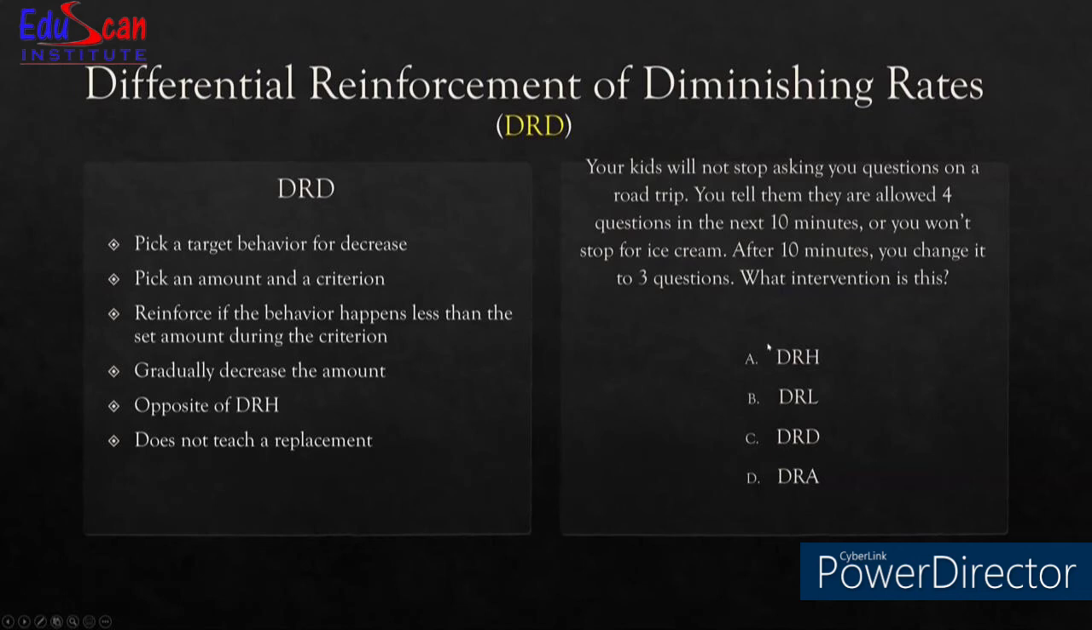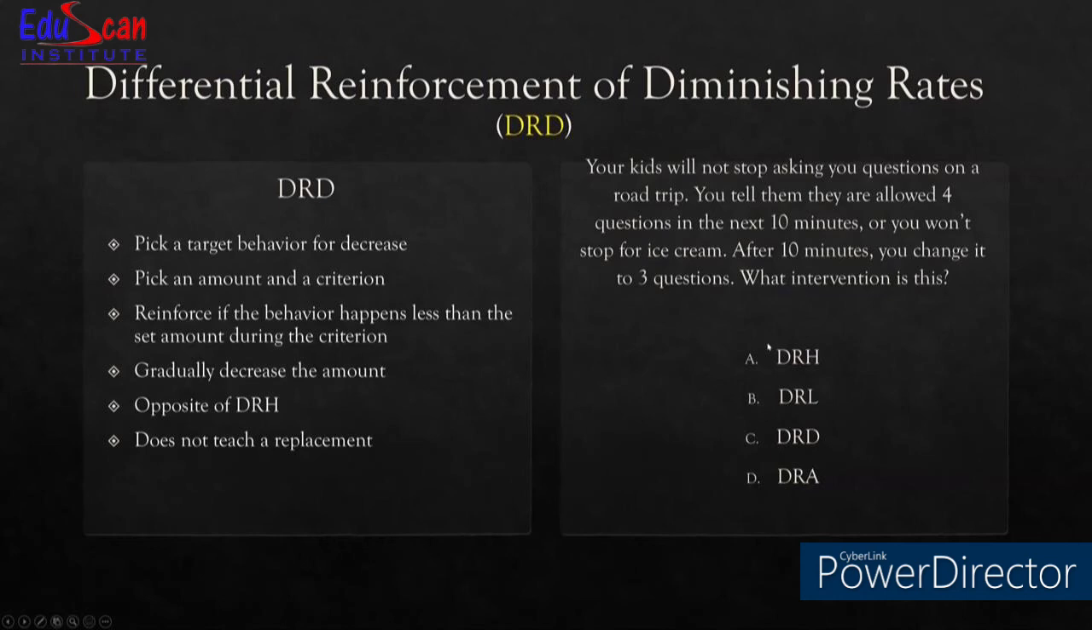Your kids will not stop asking you questions on a road trip. You tell them they're allowed 4 questions in the next 10 minutes, or you won't stop for ice cream. After 10 minutes, you change it to 3 questions. So what kind of intervention is this? Whether it is DRH, DRL, DRD or DRA. Certainly it is DRD, which is differential reinforcement of diminishing rate.